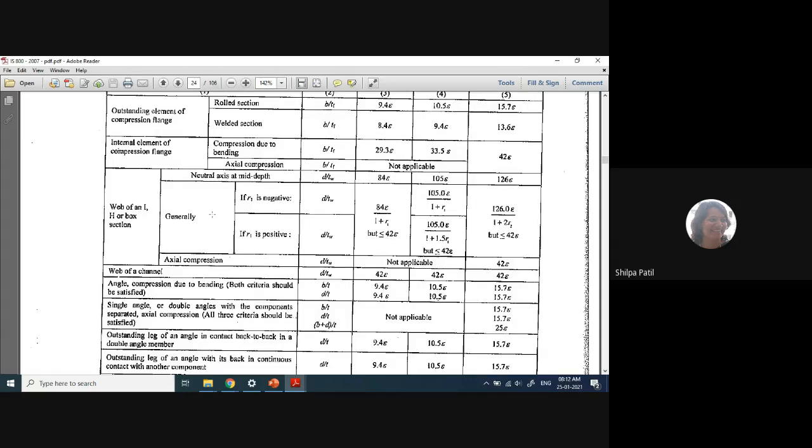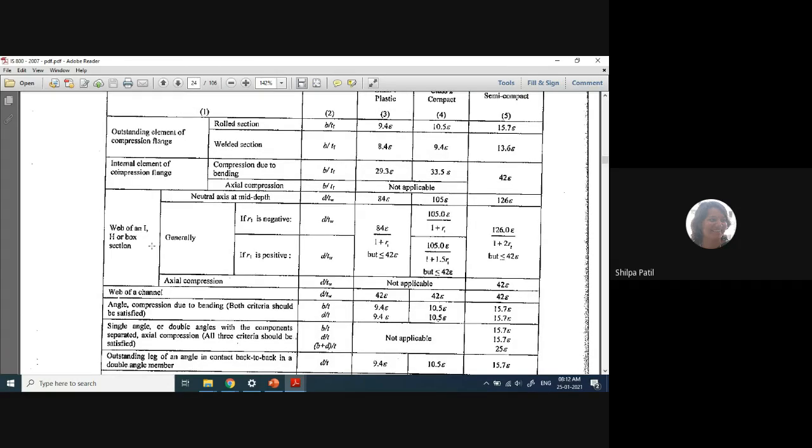Now, by observing these three rows, when we want to find the section classification for an I section, we have to find the class of the web separately and the class of the flange separately, because the values given are different. For the compression flange, the ratio is different and the values are different. For the web of an I section, again, the values are different.